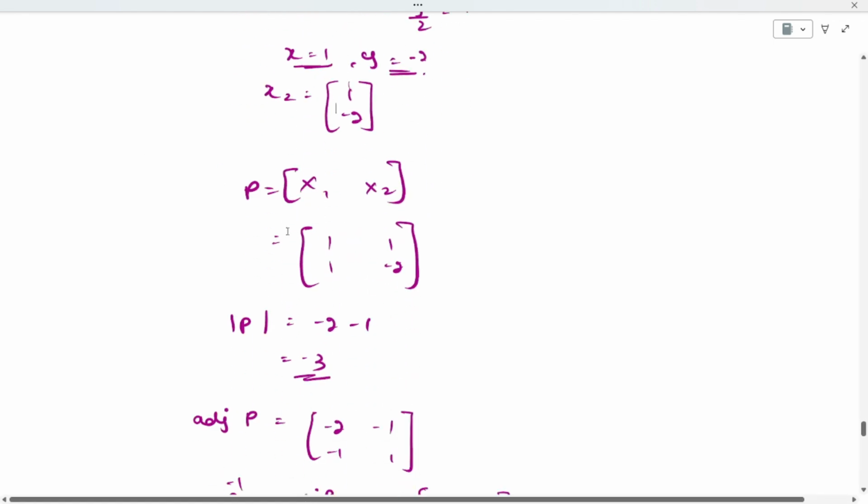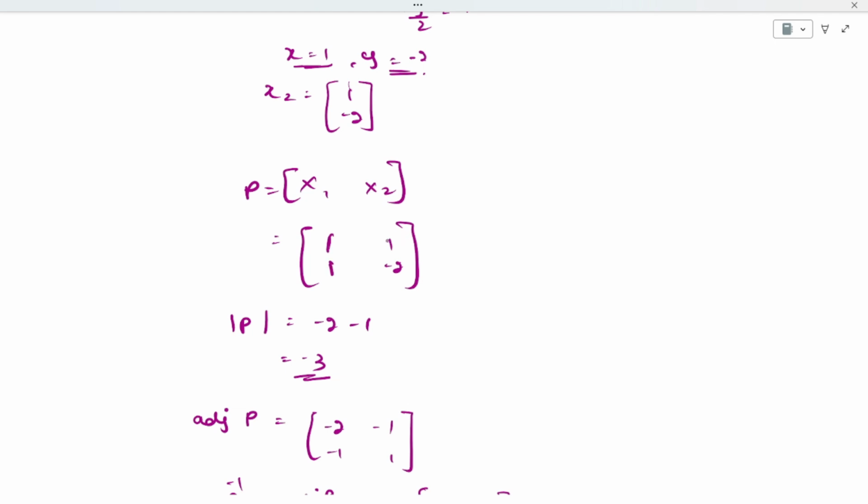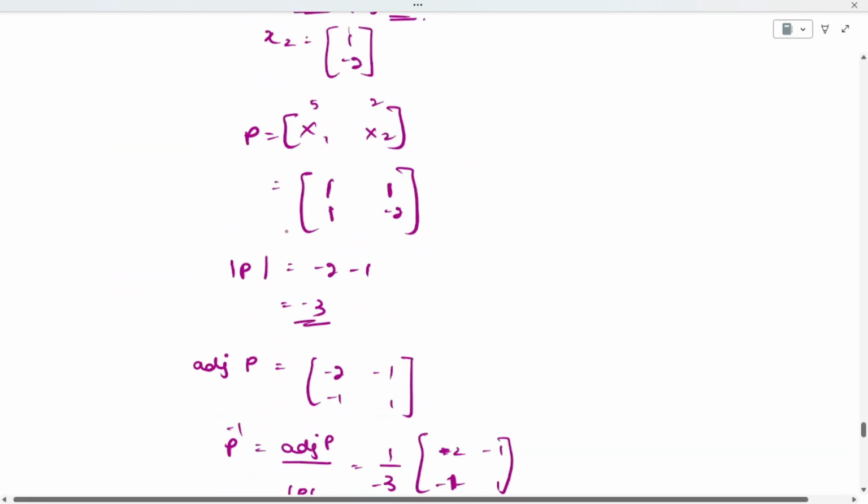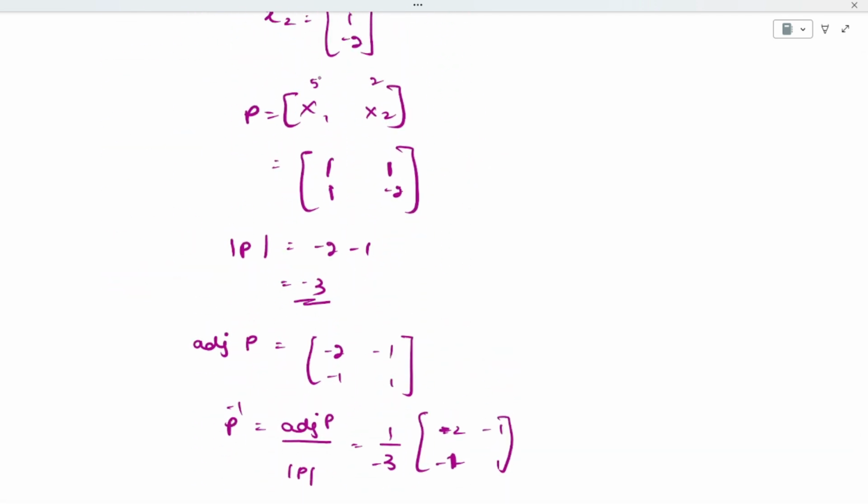Now P is equal to x1 and x2. Now 1, 1 you got in the previous x1. Here 1 and minus 2 you got. That is for the second. That is x2. In the case of here it is 5 and here it is 2, right? Case of 5 and 2. Next is this, I'll circulate. Don't write this.